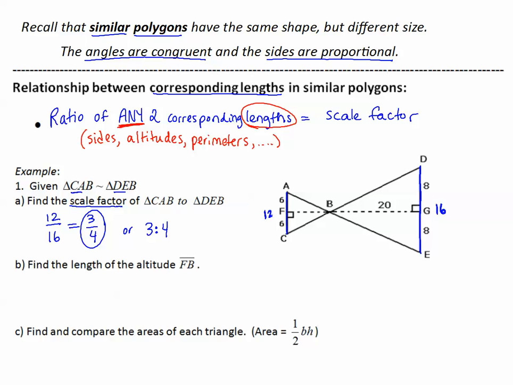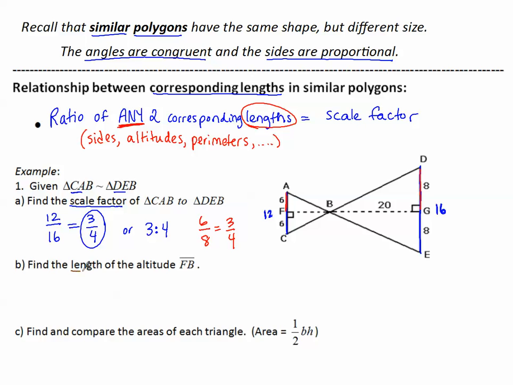Notice that if we took just half of the side, since it looks like it's divided in half, 6 and 6 and 8 and 8, and use those corresponding lengths, like here and here, and 6 over 8, we reduce that ratio, it also reduces to 3 over 4, same as the scale factor. Remember, the ratio of any two corresponding lengths equals the scale factor. Let's look at the next one.